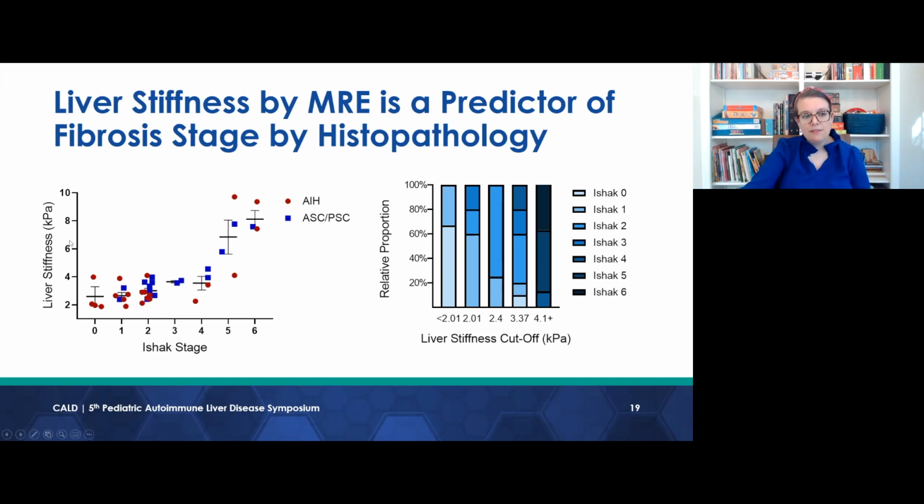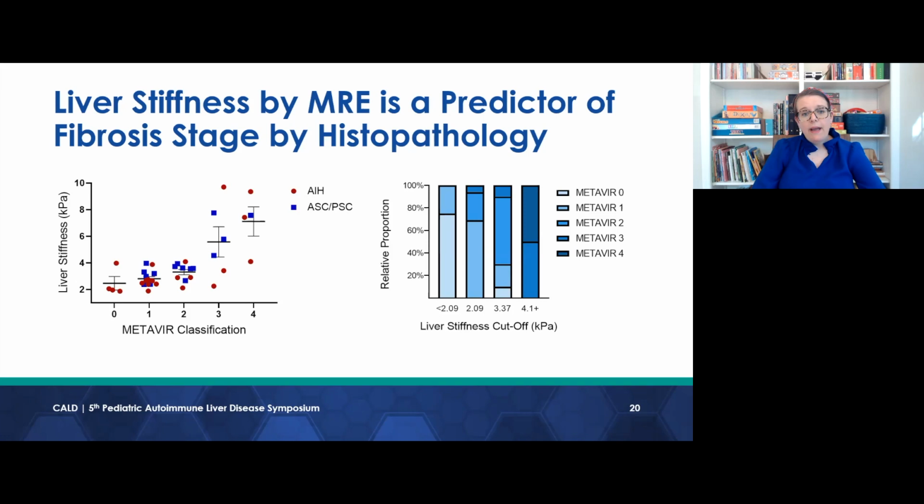You can see here on the left the liver stiffness, which is in kilopascals, connected to the Ishak stage. And you can see an increasing Ishak stage as you see higher liver stiffness, for autoimmune hepatitis and autoimmune sclerosing cholangitis, PSC. And this shows the relative proportion of each of these stages. What you can see is these darker colors are higher fibrosis stages. And you can see that in the liver stiffness, values in the lower area using these cutoffs have lower fibrosis stages, going forward using Ishak.